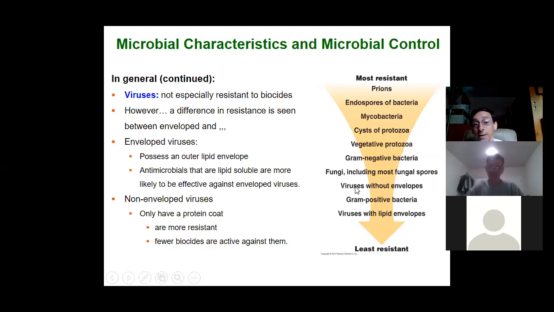But naked viruses are fairly easy to destroy, because anything that will denature proteins will denature the viruses, like alcohol. As long as the exposure to the alcohol is long enough, it will denature the proteins of the naked virus, and that'll destroy the viruses. All right, any question about any of that?